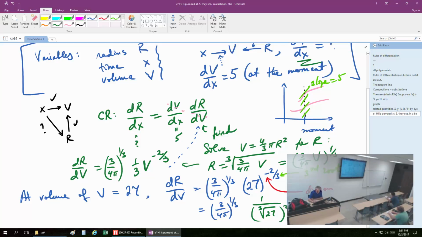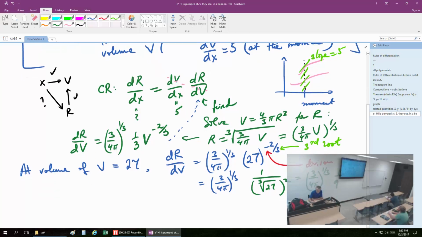Okay, so this can be simplified a little bit. So you have 3, 4 pi 1/3, and here I have 27. So cubic root of 27 is 3. Okay, so and that will be 1/9. Okay, so and then the answer for our original question, dr dx, is 5 times this number, 3, 4 pi 1/3, 1/9.